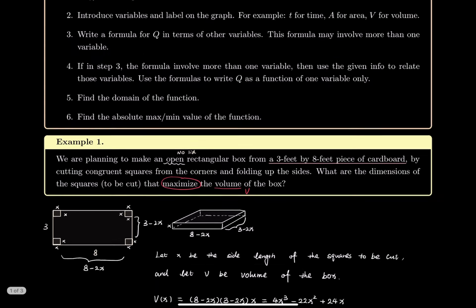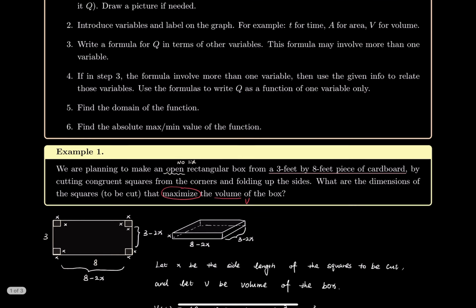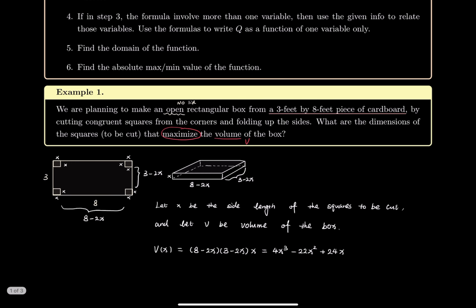Alright, so now if you go back, you'll see that I finished 1, I finished 2, I finished 3, and I don't need to do 4 because, why? Because I only have one variable. I don't need to reduce it to one variable only because that's all I have. So now we need to do step 5, which was find the volume of the function.